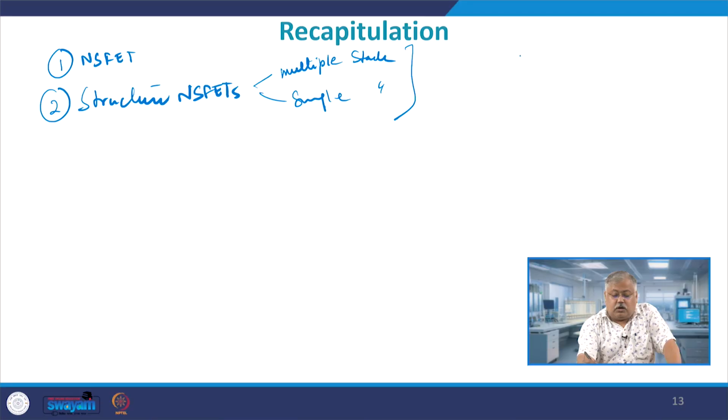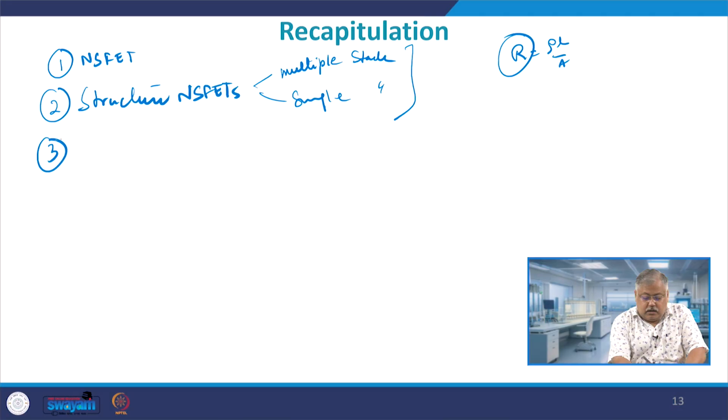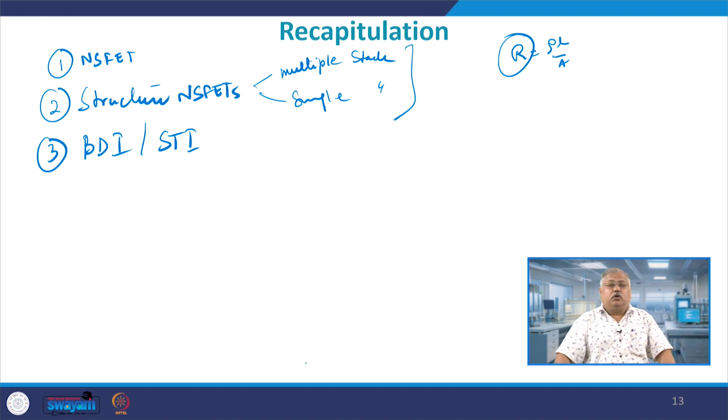Then we went for a wrap contact structure, and we saw that the resistance is much smaller, therefore the performance is much better. Since resistance is rho L by A, and the area of contact is much larger in this case, the resistance is relatively smaller. After the structure of NS FET, we looked into BDI, which is bottom dielectric isolation, and STI, shallow trench isolation. These isolations are meant to make your off current as small as possible.